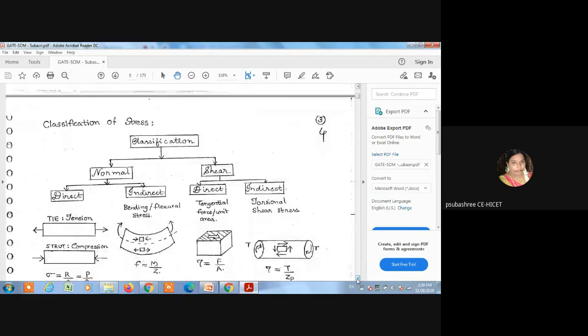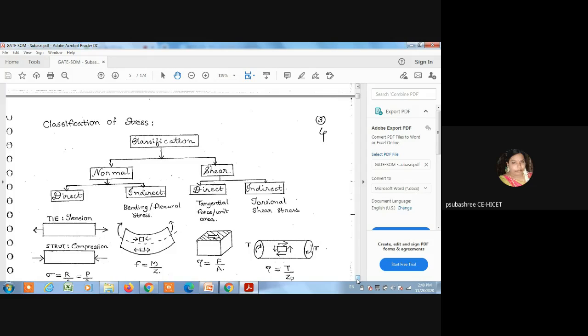Then types of stress. The classification of stress is also called stress distribution or transformation of stress. It is divided into two types: the first one is normal stress, the second one is shear. The normal and shear are each divided into two types: direct and indirect. Direct means you have already studied tensile stress and compressive stress.